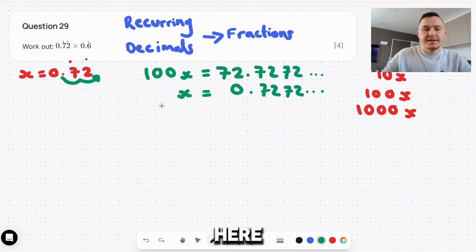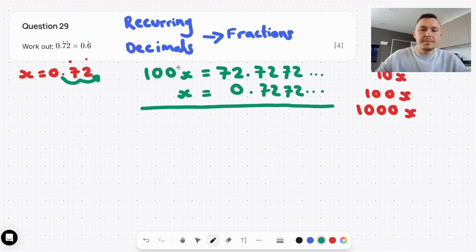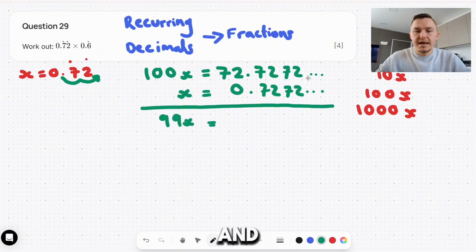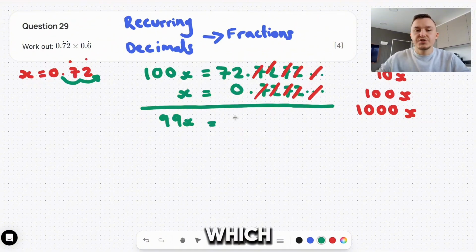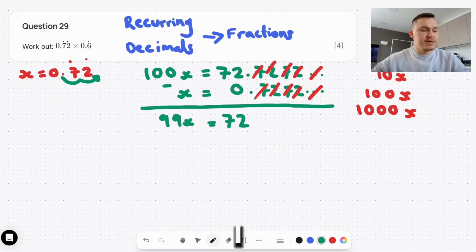So at this point here, I can do 100x minus x, which gives me 99x, is equal to, and then I subtract all of these. And notice that what happens is every single one of the recurring digits, if you've done it correctly, will cancel out. So all those recurring digits are gone, and I'm left with 72 minus 0, which is 72. That's what happens when I subtract them now.